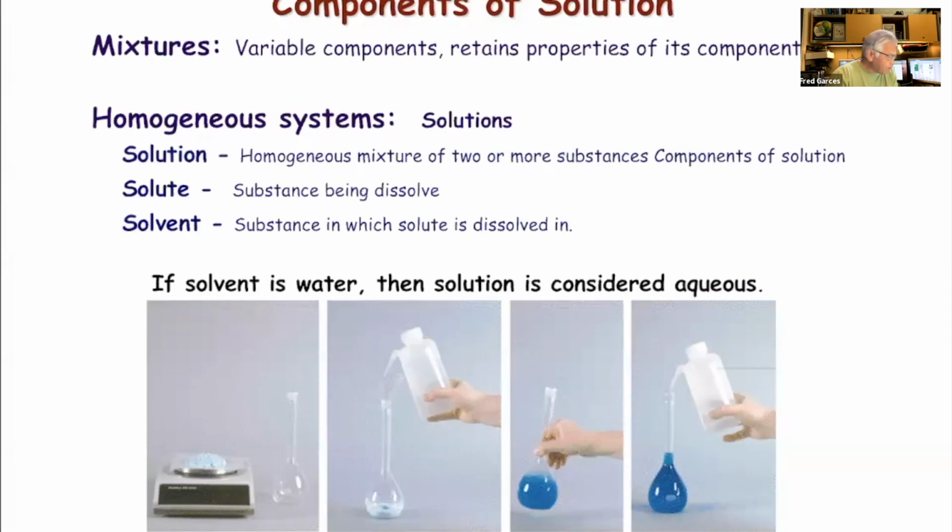So whenever you're preparing a solution with a known concentration, you're going to know the solute, you're going to know the solvent, and of course what you get is the solution together. Make sure you know the distinction between these different phrases, okay?